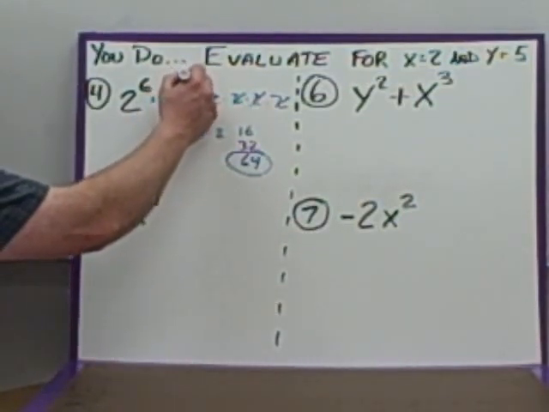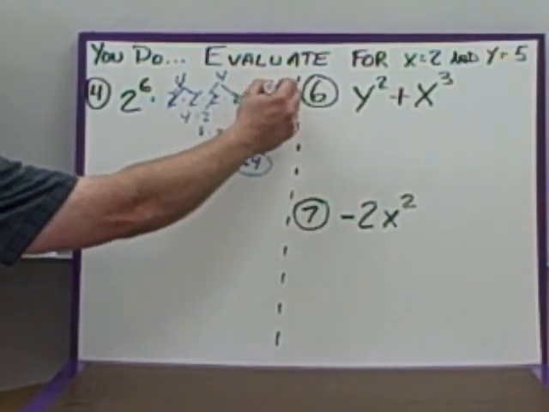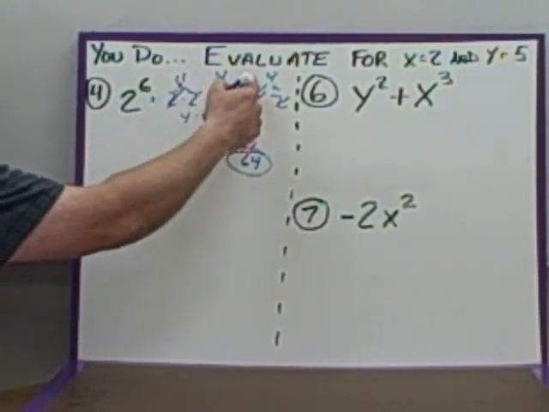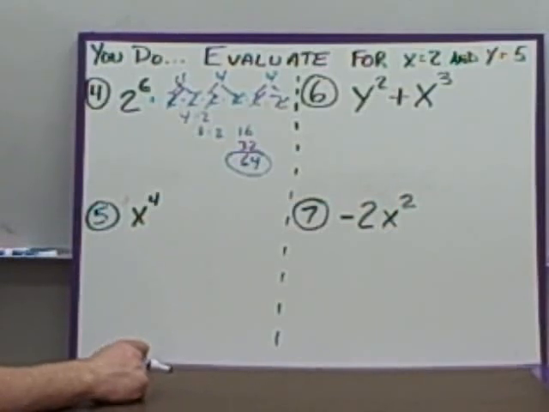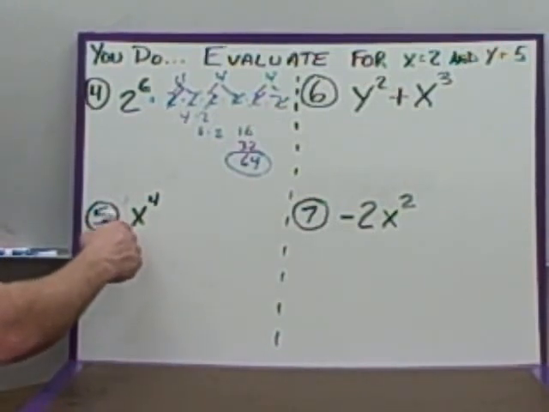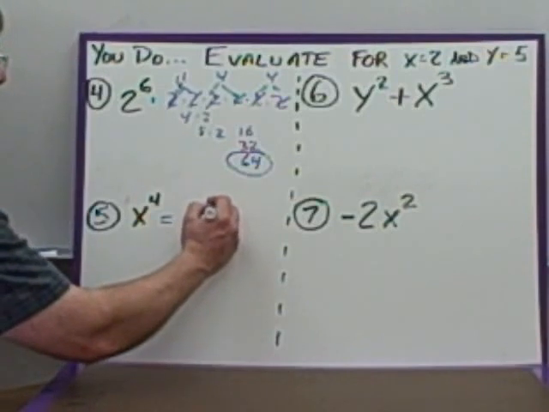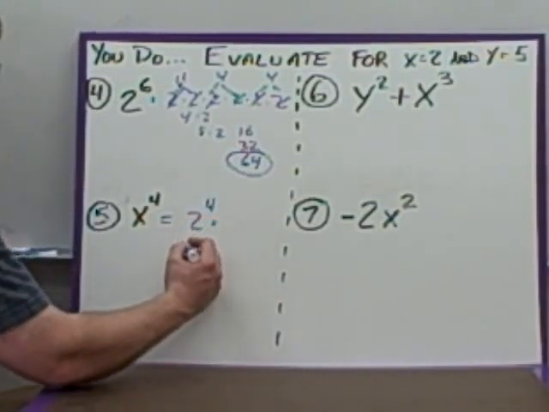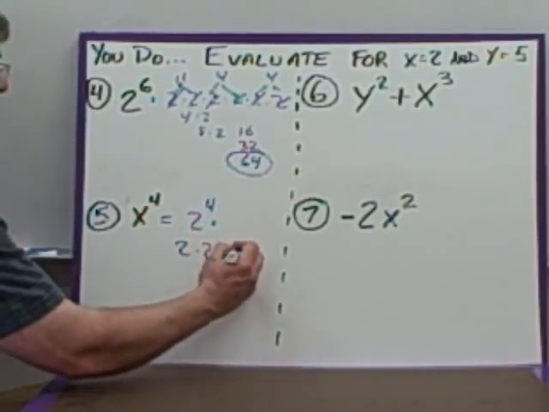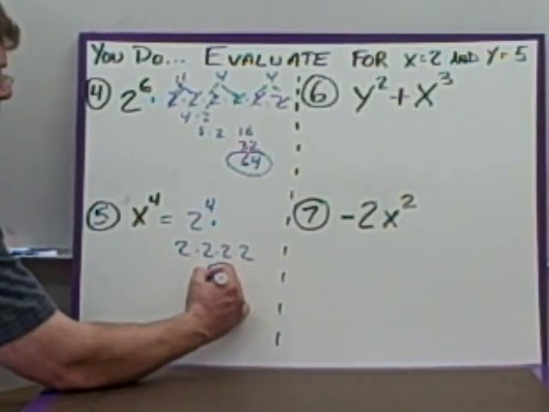I could also do it this way: 2 times 2 is 4. 4 times 4 is 16. 16 times 4 will give me the 64. So I can look at it that way to help me get the answer a little quicker. Here, now I got x is 2, and we're going to the 4th power. So this becomes 2 to the 4th power, which is 2 times 2 times 2 times 2, which is 4 times 4, which is 16.